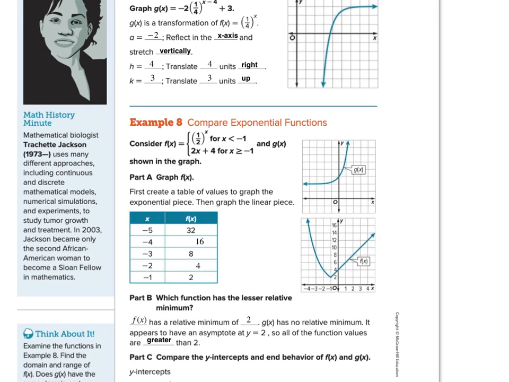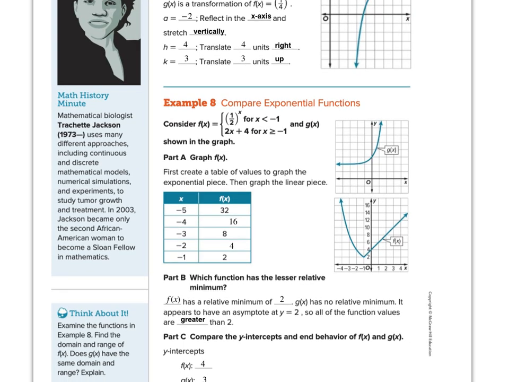Comparing exponential functions or comparing functions. Here it looks like they have given us, consider these two functions. We have f of x, and g of x shown on the graph. Okay, so what they did was they took f of x, it looks like a piecewise function, right? For all values when x is less than -1, we use the exponential function. When x is greater than or equal to -1, we use these linear functions, so they've graphed it here. And what do you see?